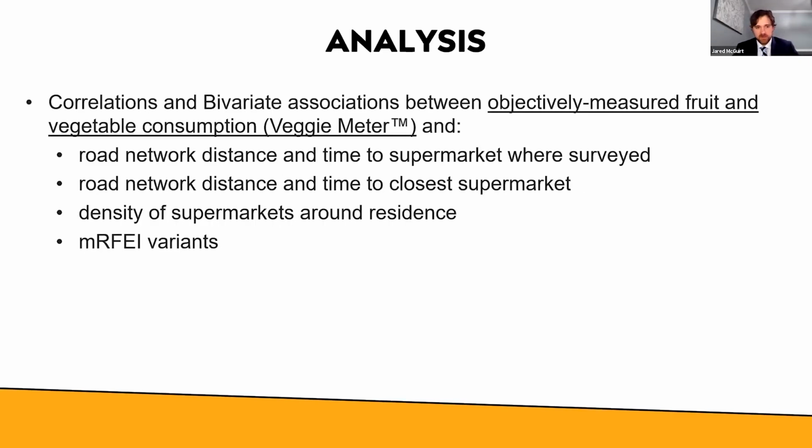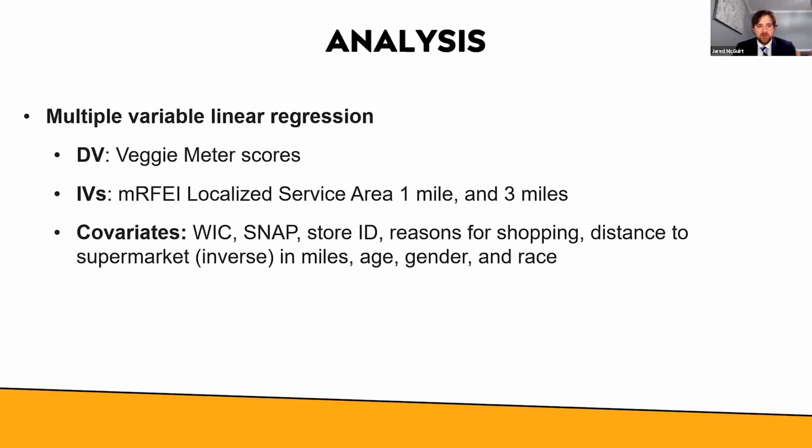We looked at correlations and bivariate associations between the Veggie Meter scores and these different GIS variables. So road network distance and time to the supermarket were surveyed, the same thing to the closest supermarket, density of supermarkets around the residents, as well as those different modified retail food environment index variants. We also did multiple variable linear regression, looking at Veggie Meter scores as a dependent variable, the MRFEI scores as independent variables, and then we had covariates. Sorry, there's a lot to get to, so if you have any questions about any of this later on, I'm more than happy to talk about that.